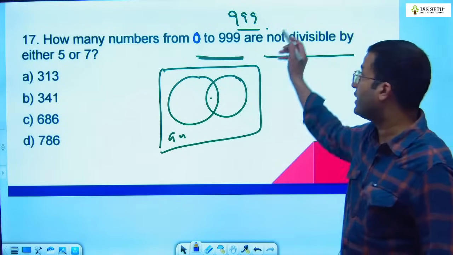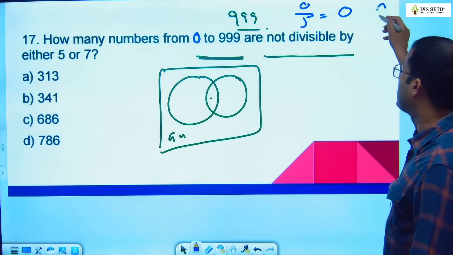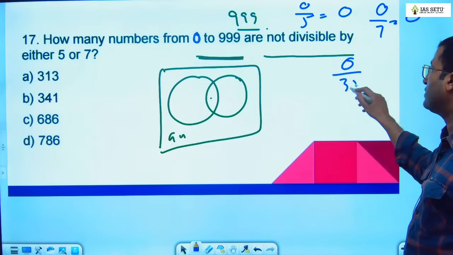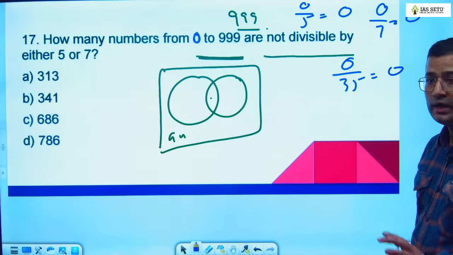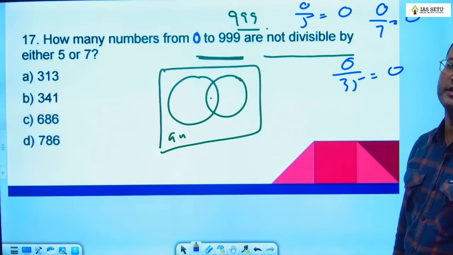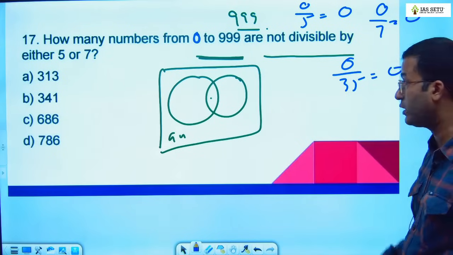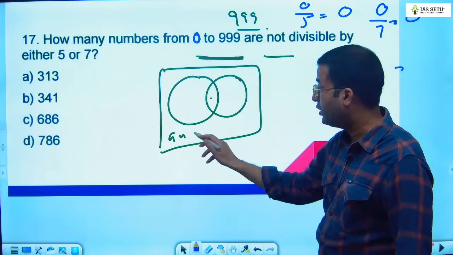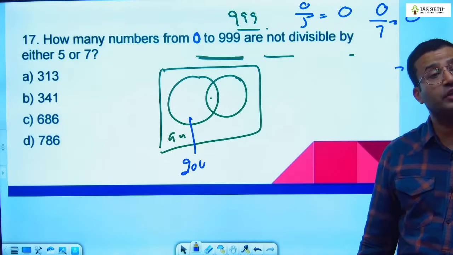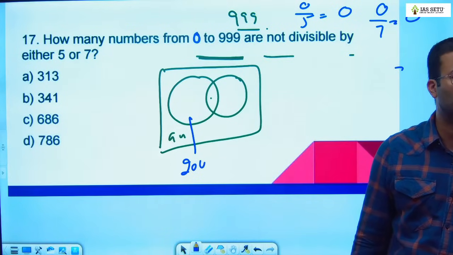What is the result when I divide 0 by 5? 0 itself. What is the result when I divide 0 by 7? 0 itself. What is the result when I divide 0 by 35? 0. Until unless it is infinity, that is applicable. बस 0 0 से नहीं डिवाइड होता क्योंकि वो infinity हो जाता है. 0 is divisible by all the numbers. So when you include 0, it means there are 200 numbers because we are including 0 also. 0 से लेके 995 तक all numbers which are divisible by 5 is 200.